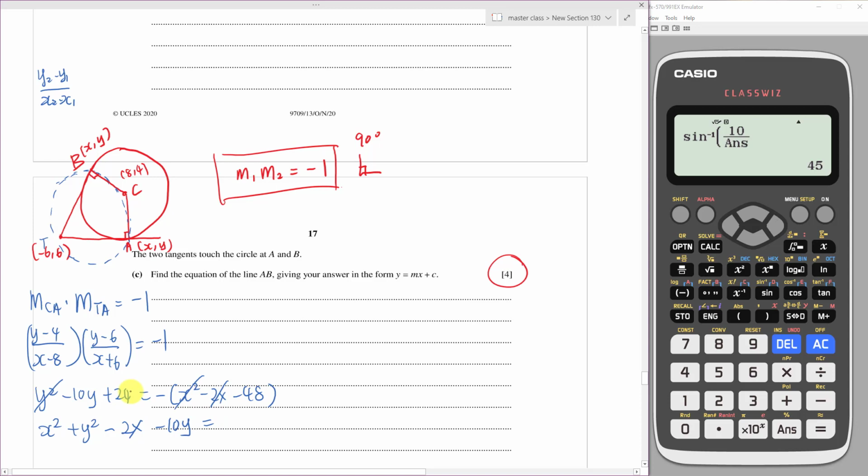So this one will be minus 48 becomes positive 48, then minus 24, I will be left with 24. Alright, this is the equation of this circle.